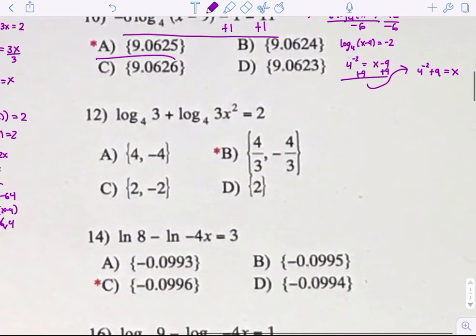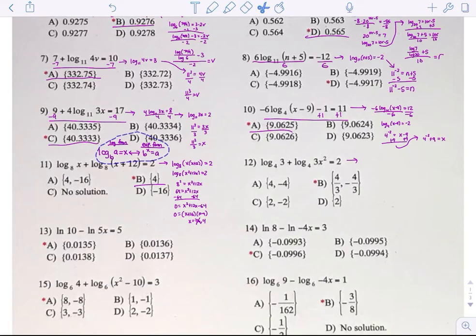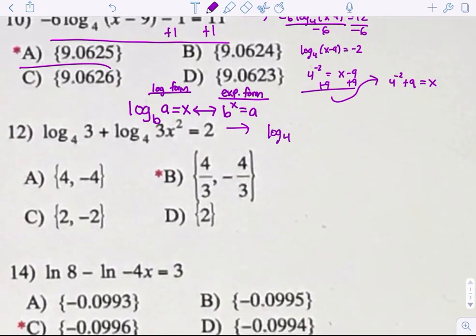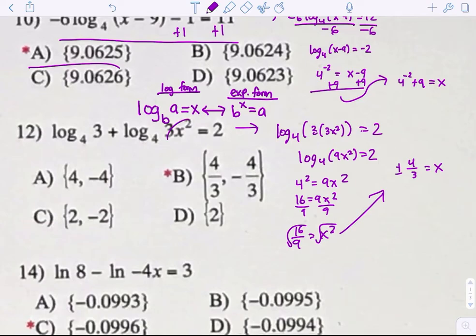Alright, 12. A log and a log, and there's a plus sign, so that means you use your product rule. So it's going to be log base 4 of 3 times 3x squared equals 2. Log base 4 of 9x squared is equal to 2. Now we have log form, make it into exponential form. So 4 to the second is equal to 9x squared. 16 equals 9x squared. Divide both by 9. 16 over 9 equals x squared. Square root both sides, and you are going to get plus or minus 4 thirds equals x. If you plug in either of those into this x right here, it's going to be positive. So both of these answers are going to work.